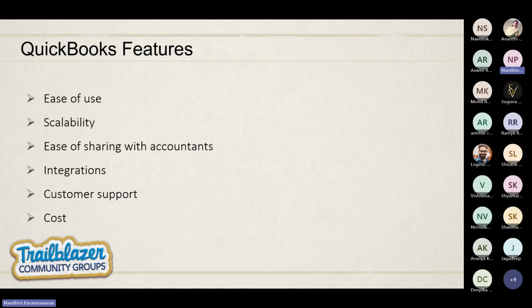And we can integrate around 750 apps with QuickBooks Online and 250-plus apps with QuickBooks Desktop. So integration is very easy here. And customer support: it has four types of plans, right? In the advanced pricing plan, they provide 24/7 live chat support and phone support also, which is very helpful when we have any doubts to clarify anytime with the QuickBooks team.